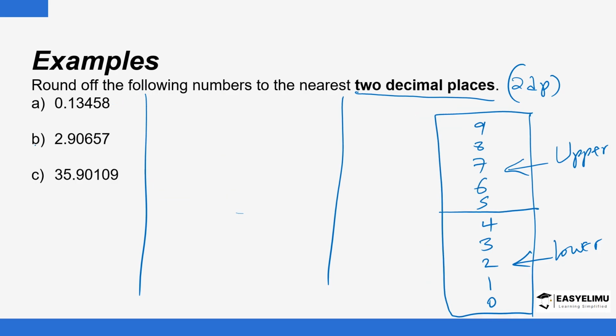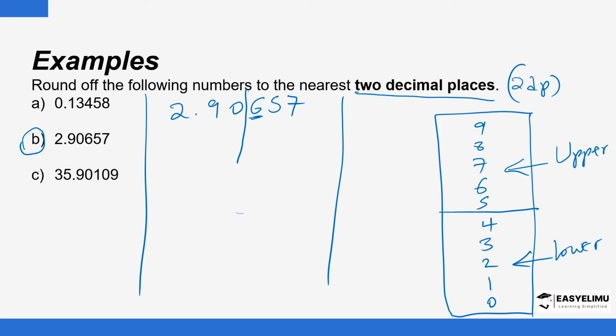So let's look at B. We have 2.90657. The number of decimal places still remains. When such questions appear in exams, examiners should guide you on the number of decimal places that you should use. So here what we'll do is count the number of decimal places. Remember, we count them from the first digit of the decimal to the right. 1, 2. Then you draw the cutoff line.